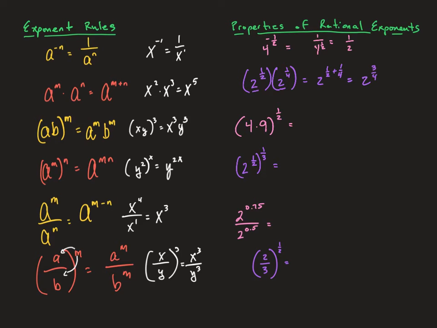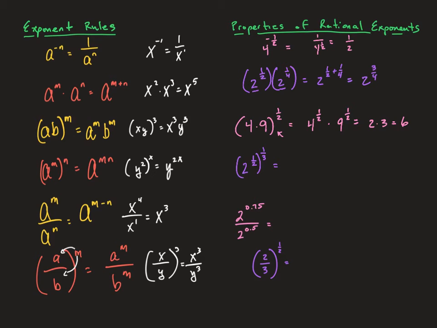So that's going to end up being 2 to the 3/4. When I'm looking at the product in this example, I have 4 times 9 to the 1/2, which would be 4 to the 1/2 times 9 to the 1/2, which turns out to be 2 times 3, which is 6.